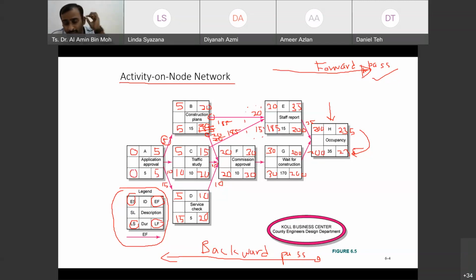So now we've done about 90% of our analysis. We are done on backward pass. We are done on forward pass and backward pass. So what are the things that are left? Slack. Okay, thank you. What is slack?